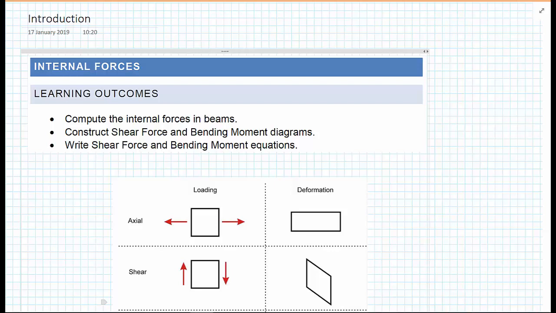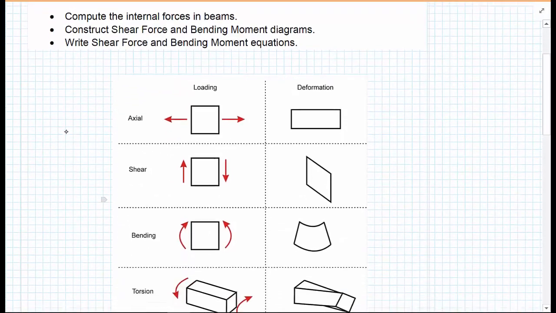In this section of the course, we're going to be taking a look at internal forces. The learning outcomes will be to compute the internal forces in beams, construct shear force and bending moment diagrams, and write shear force and bending moment equations. But before we move on to shear force and bending moments, we first of all need to understand what a shear force is. So, we have this diagram here.